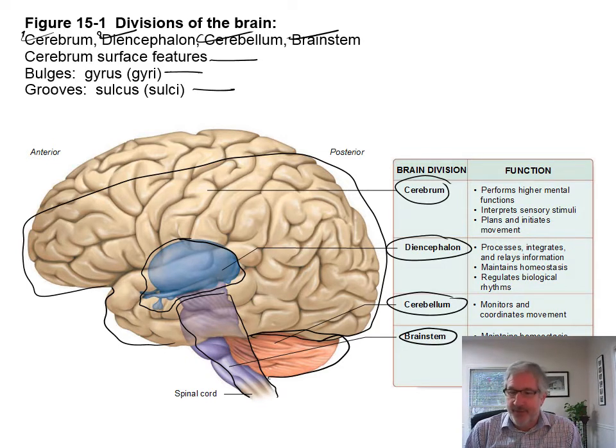The diencephalon is all for processing. Well, a lot of it is relaying information from your body up to the brain. It also has a function maintaining homeostasis. We'll talk about that. And the cerebellum, it's really for monitoring and coordinating movements. So you have fine motor movements that you coordinate back and forth with your cerebellum.